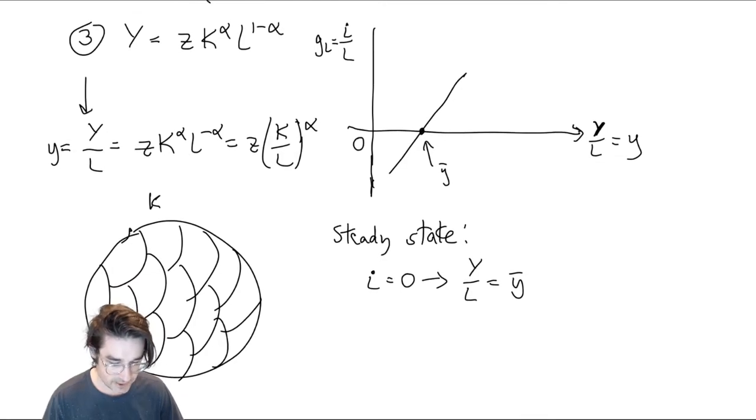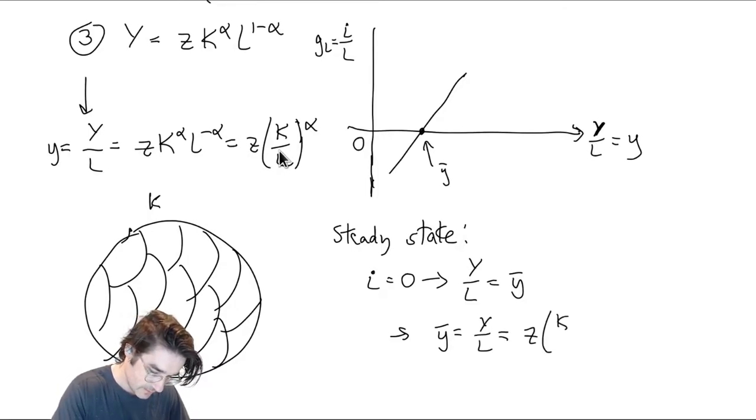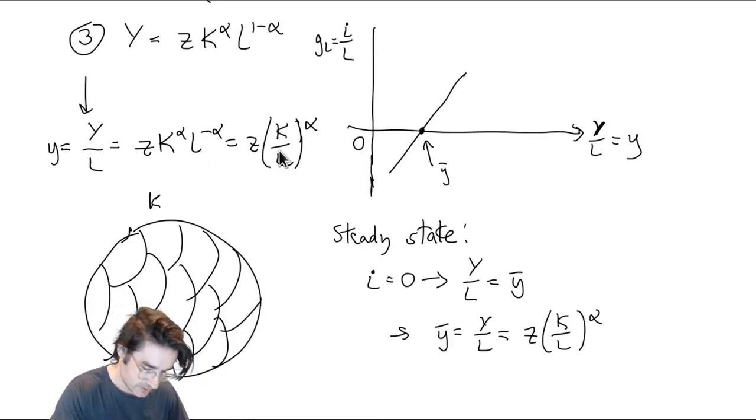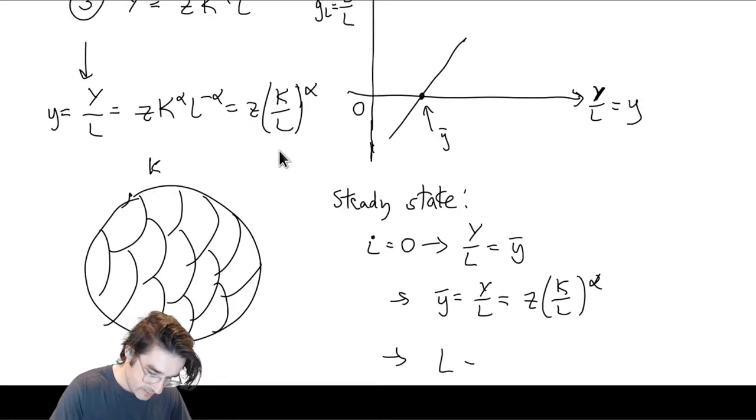But then the production function tells us that Y over L is going to be equal to z times K over L to the alpha. So that means Y bar is equal to Y over L, which is equal to z K over L to the alpha. So just combine those two results, and we have Y bar equals z K over L to the alpha. The only unknown in that equation is L itself, so then you can solve for L.